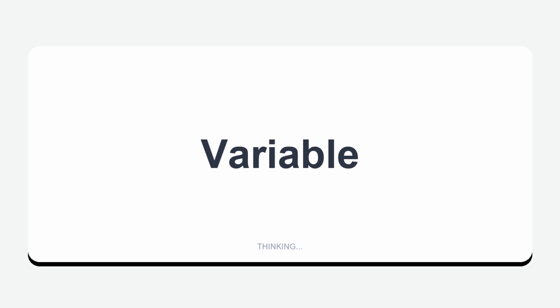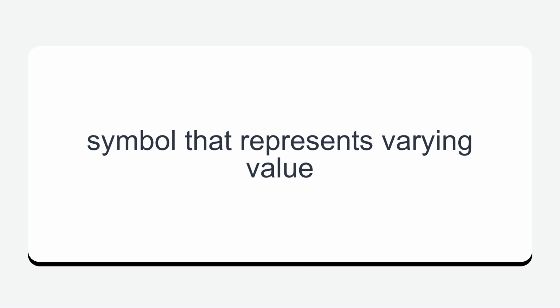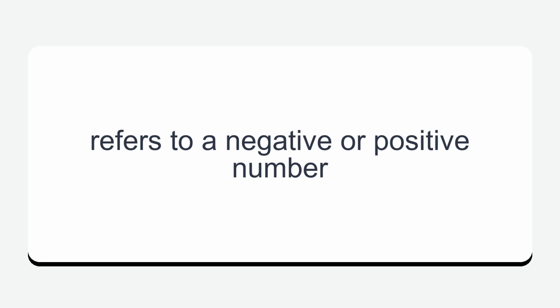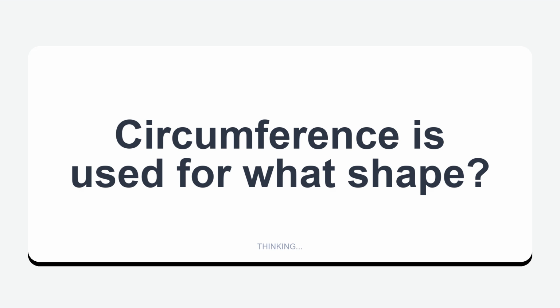Variable. Symbol that represents a varying value. Opposite of a number. Refers to a negative or positive number. Circumference is used for what shape? Circle.